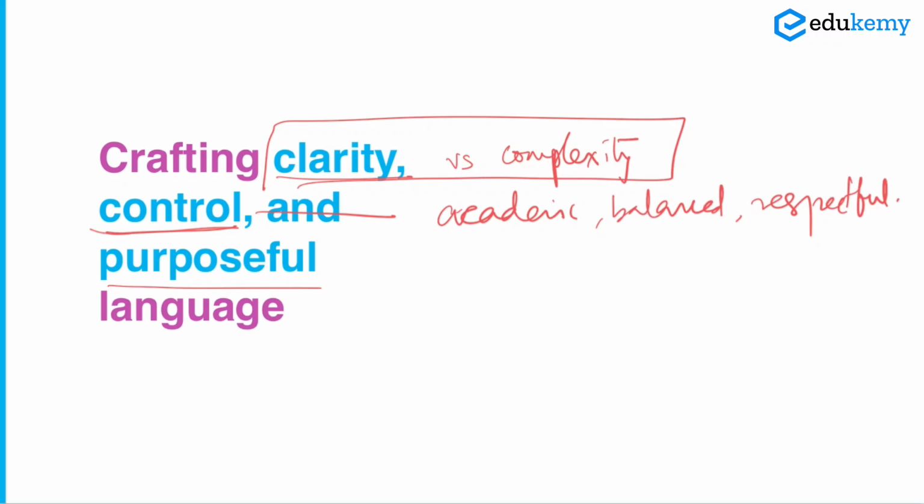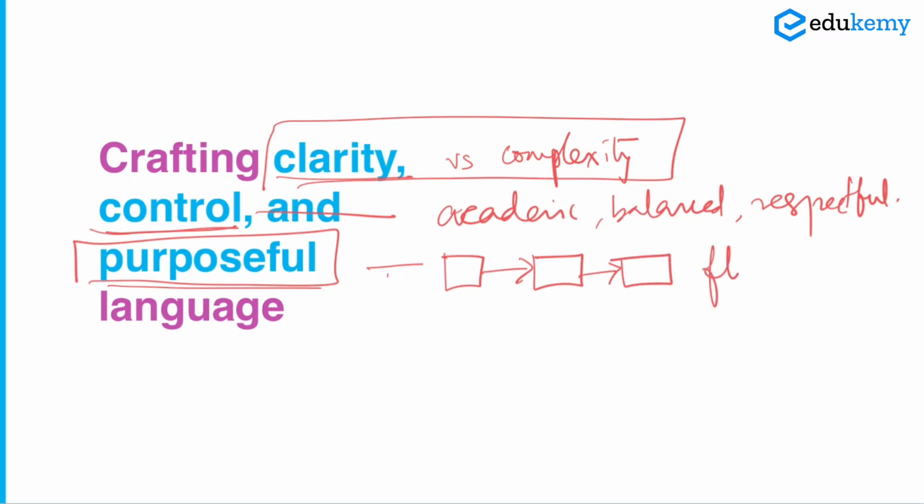Then the third thing is purposeful. How do we make sure our writing is purposeful? It is when it has a sequence, it has a flow, right? So our ideas flow from one thing to the other, and that is extremely important. So let's learn how to build these three things: clarity, control, and purpose through language.